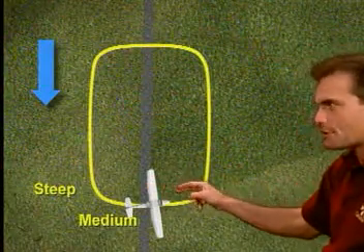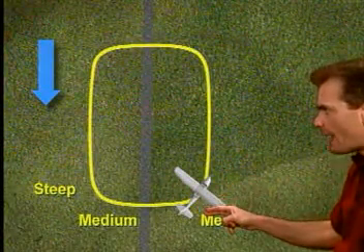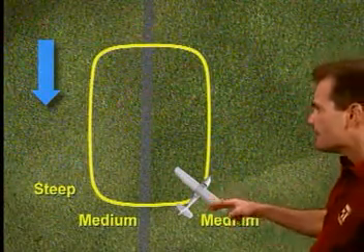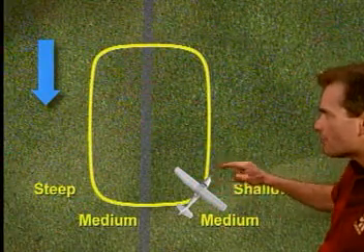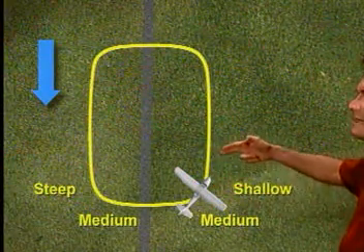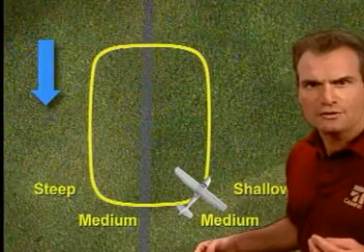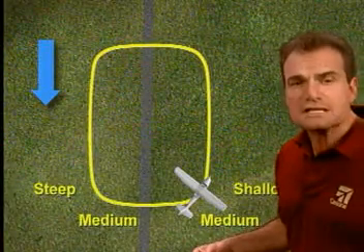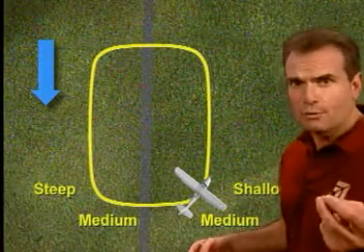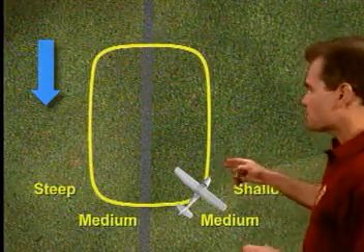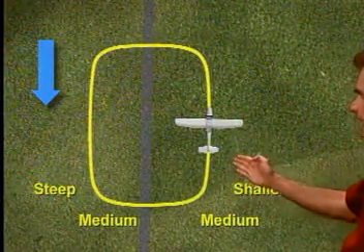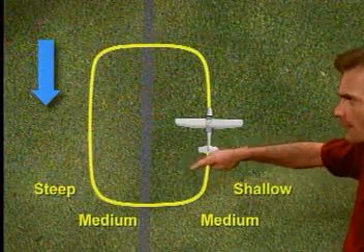As you make your second turn here, you start with a medium bank because your speed is medium, then use a shallow bank as you turn into the wind because your speed will be decreasing as you turn into the wind. As your speed decreases, the bank becomes shallower. And as you can see, you will turn less than 90 degrees because you are already crabbing into the wind here.